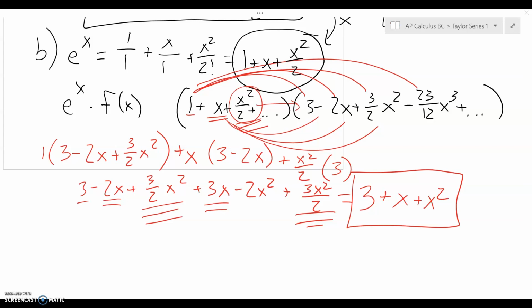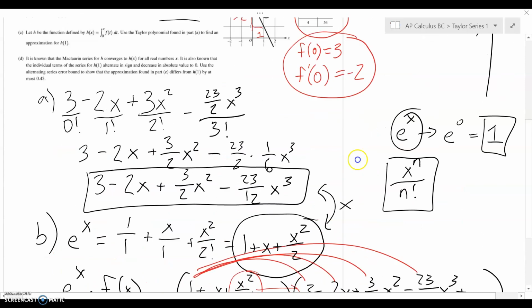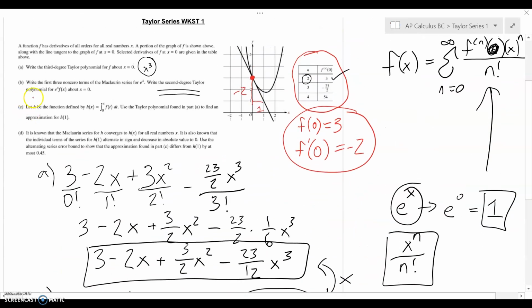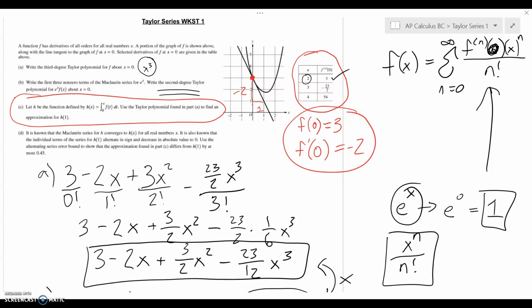Okay, so let's shift gears to part C. So part C on this thing, we'll climb way back up here. Let h be the function defined as the integral of f of t dt, and then find an approximation for h of 1. So we're going to integrate this f function that we found. So this thing right here that we found, we're going to be integrating that. So in part C, we're going to be integrating that expression and then evaluating from 0 to 1.